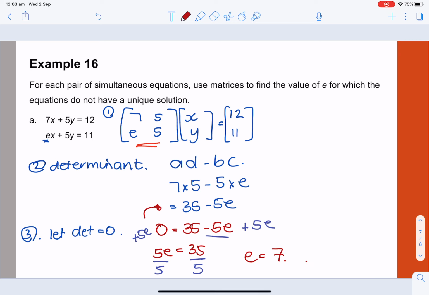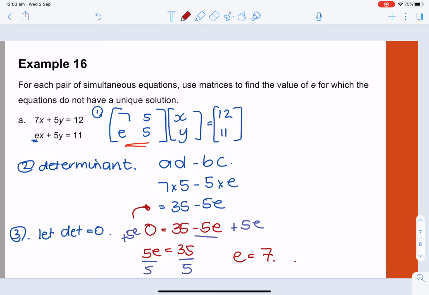Oops, why have my heart? Oh, that's right. I was starting to worry because I had a magnifier happening there. All right, so e is equal to 7. On to the next slide.